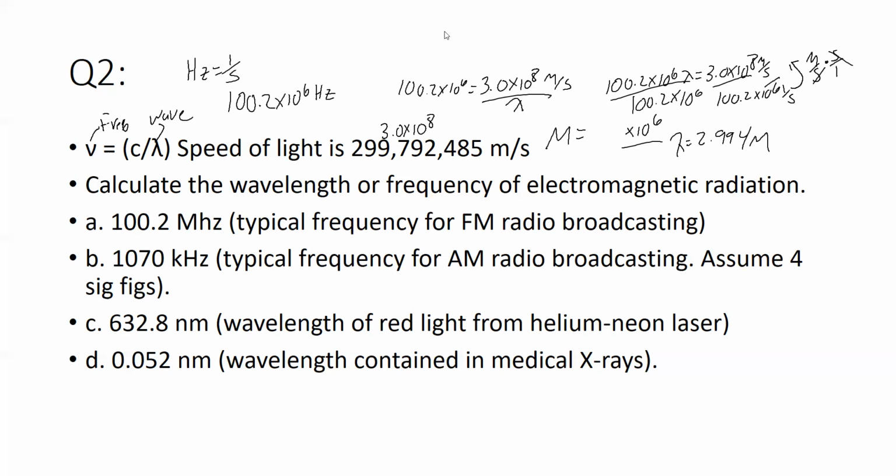How do you know that 3.0 times 10 to the 8 is meters per second? That is the speed of light, right? Speed of light is 299,798,485 meters per second. I just said it's a lot easier if you just write 3.0 times 10 to the 8, and set aside all those digits.